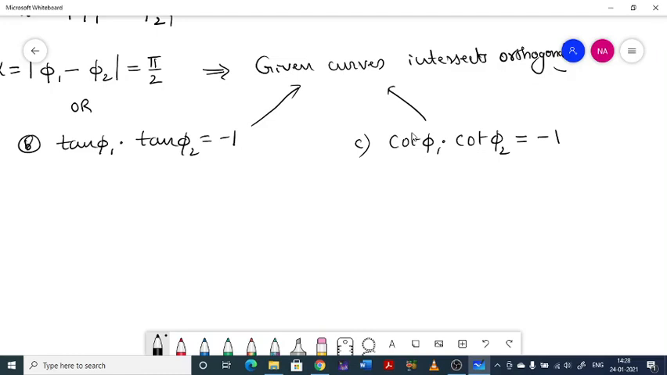So with this, let us try to solve problems. A, find the angle between the radius vector and the tangent.